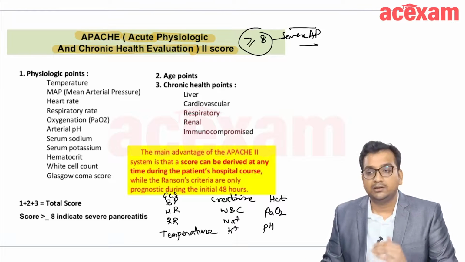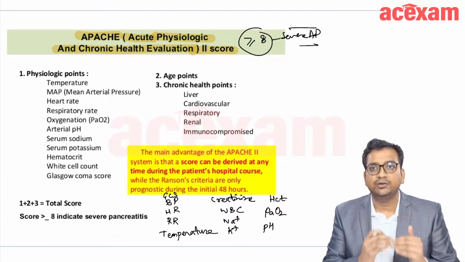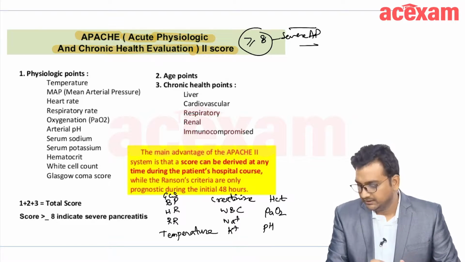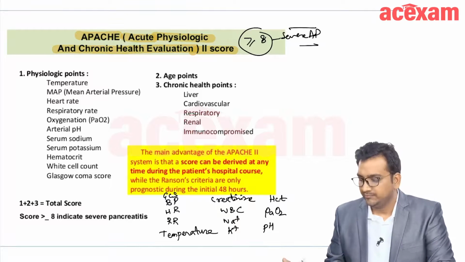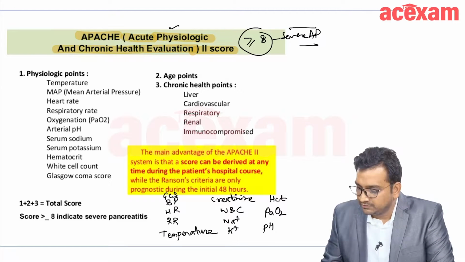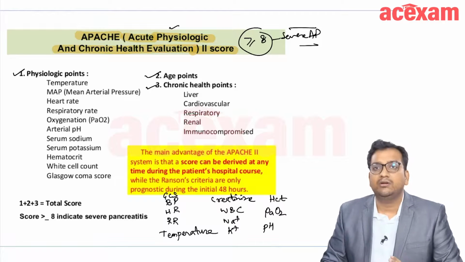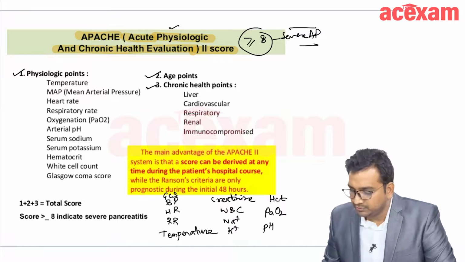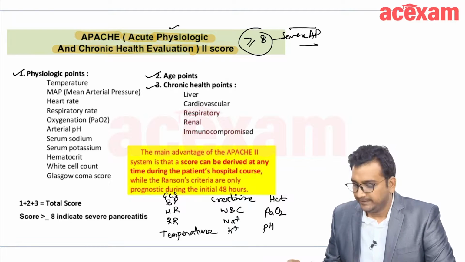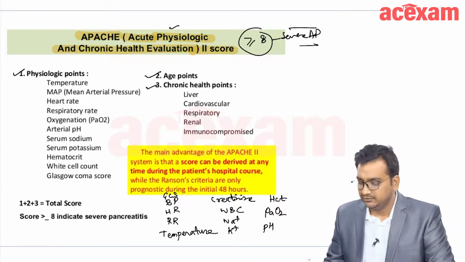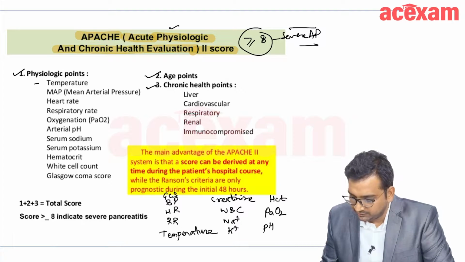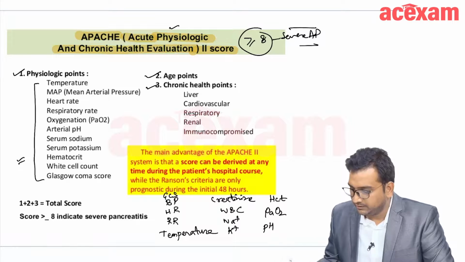And what are the criteria? There are some physiological points or laboratory investigations. Then there are age points and chronic health points, the chronic long-term health points, based on which we will calculate the Apache 2 score. Generally, we ask questions on the physiologic points. These are very easy to understand, but remembering them this way is very difficult, so I made an easy way.